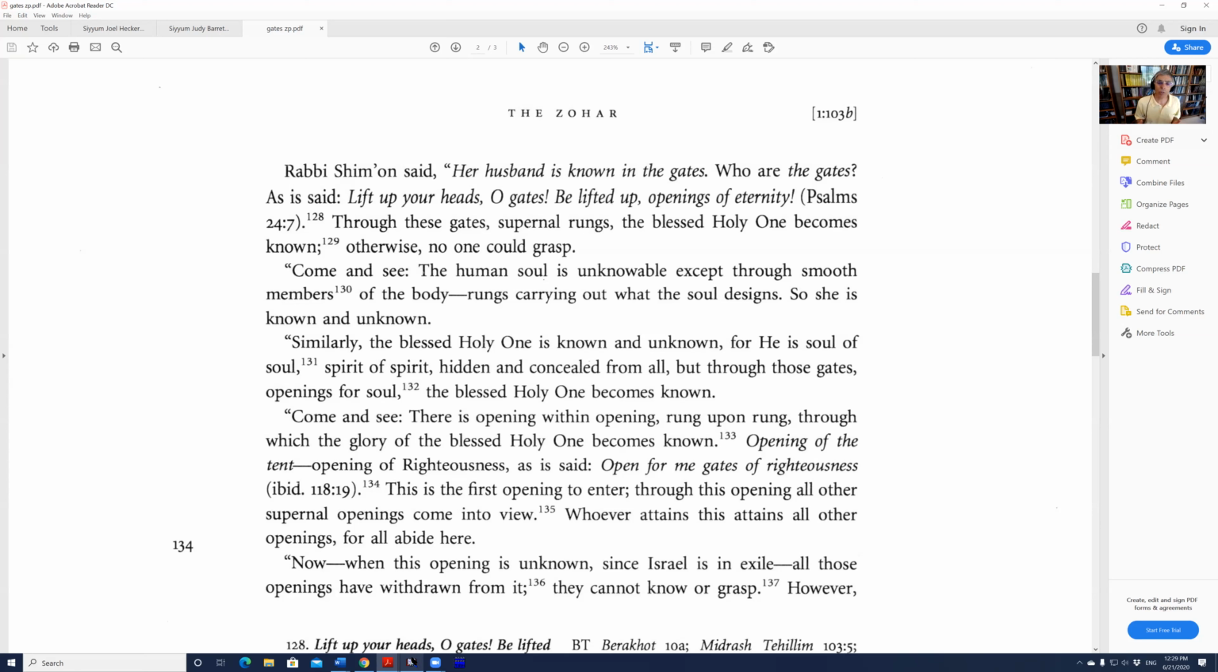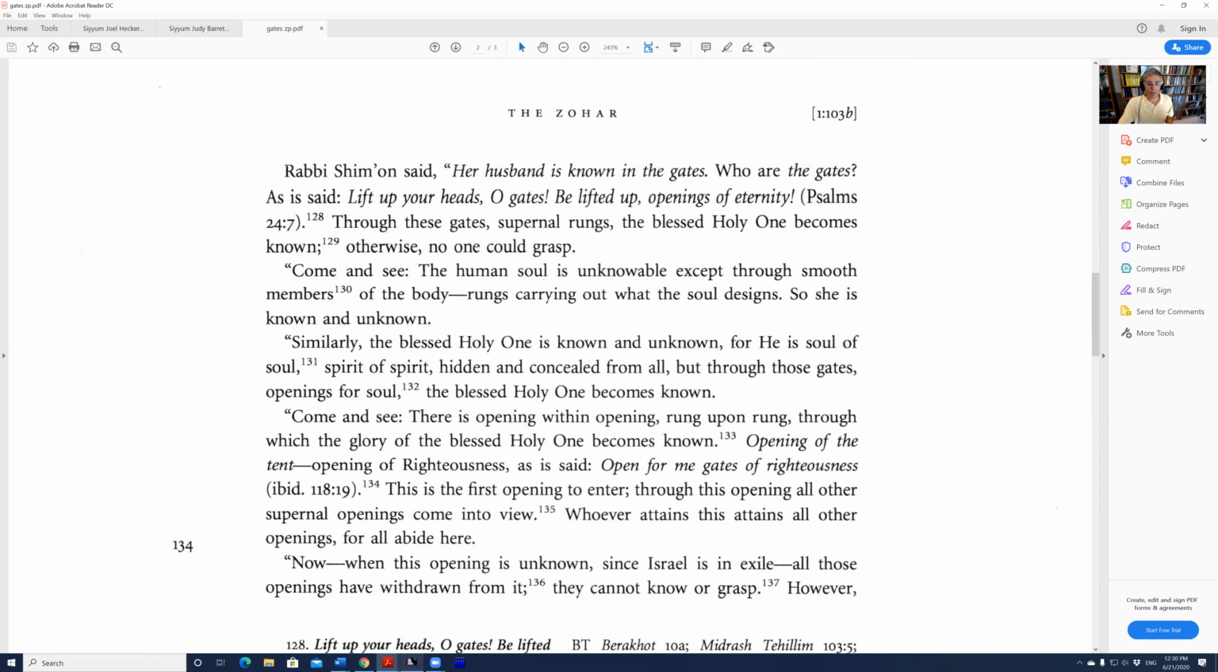So what are these gates? As usual, the Zohar does not name the Sefirot and does not use the word Sefirot, but the Sefirot are the gates. So Rabbi Shimon was saying Ein Sof is known because of the Sefirot. Ein Sof cannot be known in and of itself. Ein Sof cannot be grasped in any total way, but through the Sefirot, through those divine gates, the reality of Ein Sof becomes known bit by bit. Through those rungs, the divine becomes known.